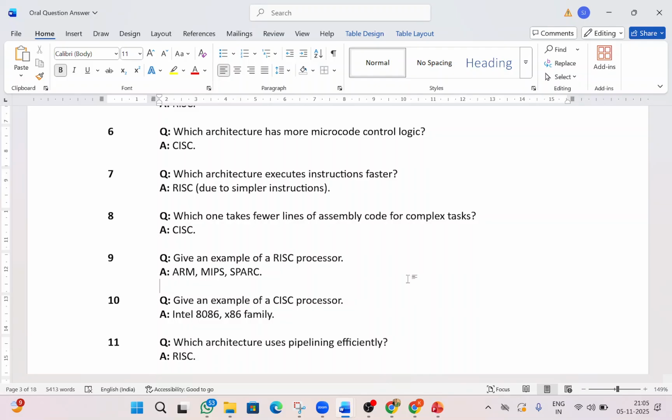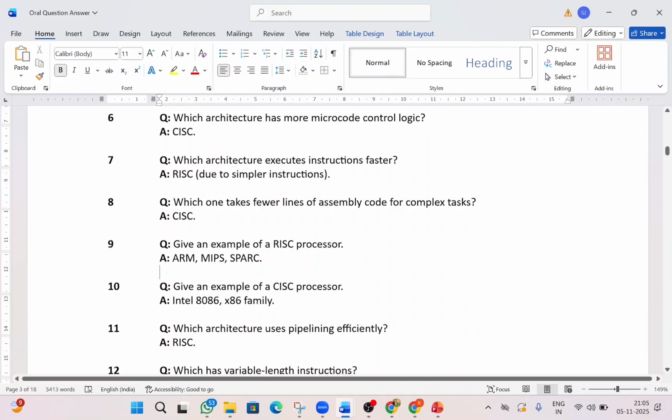Next question: give an example of a CISC processor. CISC processors include the Intel 8086 or the x86 family. These are the traditional desktop CPUs that use a large and complex instruction set to handle various operations. Okay, next questions.